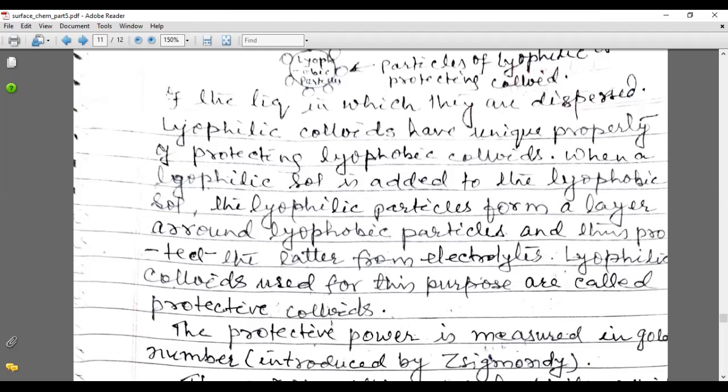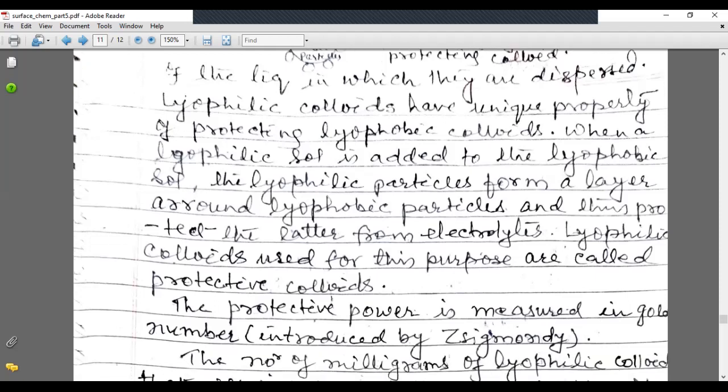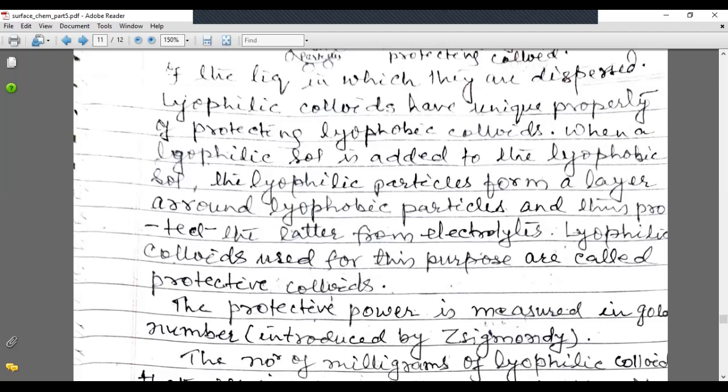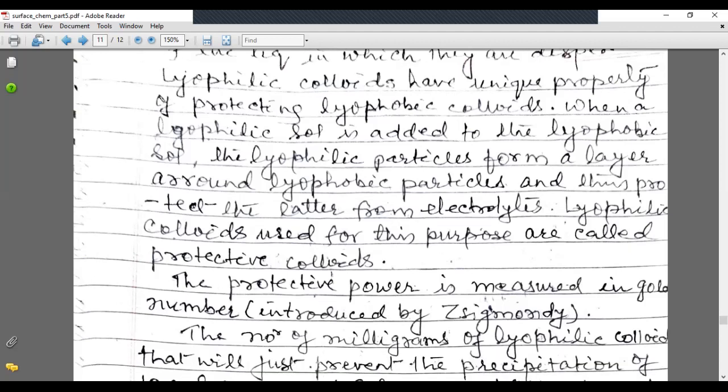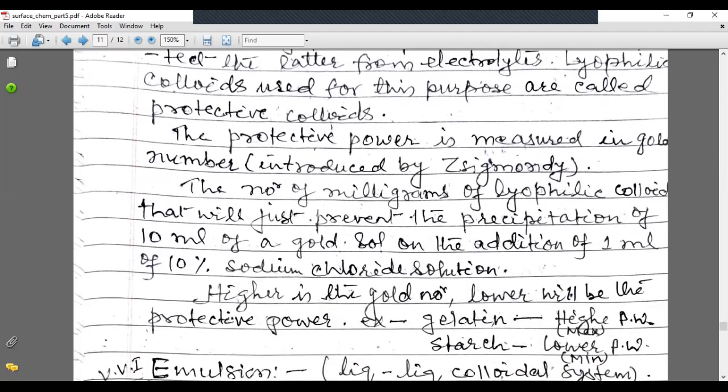This is not in our syllabus, but I have included only the definition. The number of milligrams of lyophilic colloid that will just prevent the precipitation of 10 ml of a gold sol on the addition of 1 ml of 10% sodium chloride solution. Higher is the gold number, lower will be the protective power. Example, gelatin has the maximum protective power. Starch has the minimum protective power.